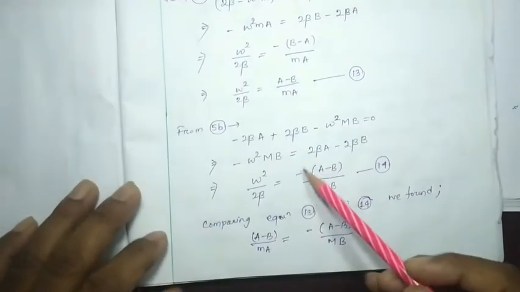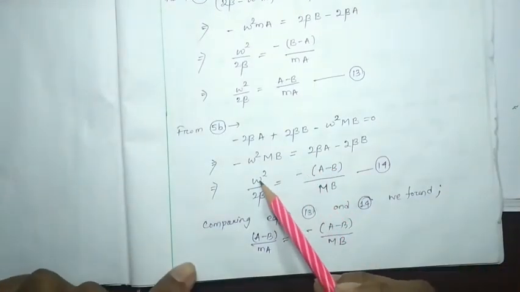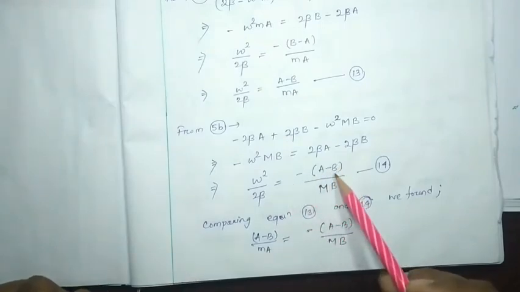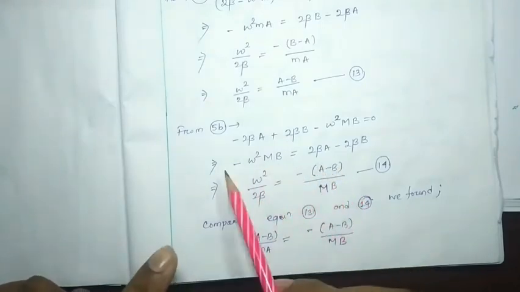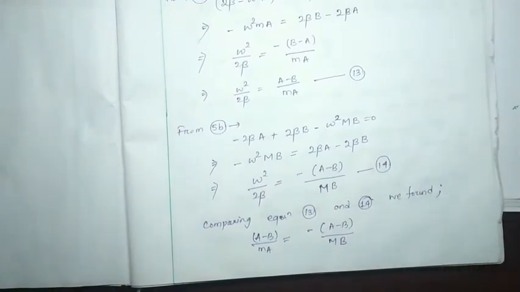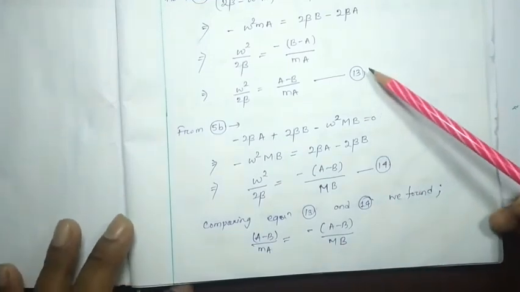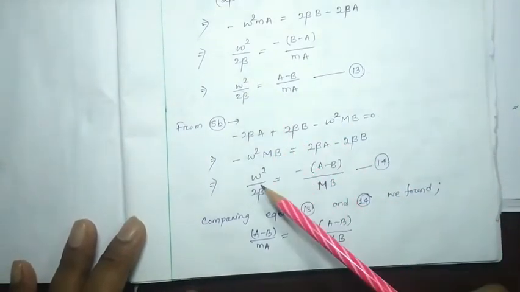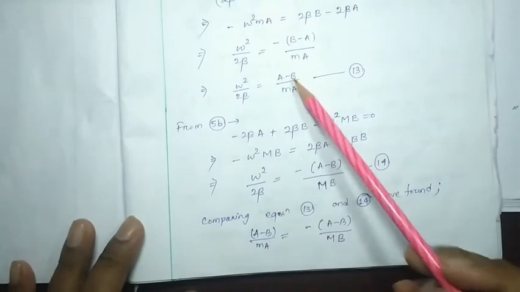So by solving, you can get that omega square by 2 beta will be equal to minus (a minus b) by mb. Very simple steps. Let it be equation number 14. Now you can check equation number 13 and 14. Both the left hand sides are equal, so hence the right hand sides will be equal.